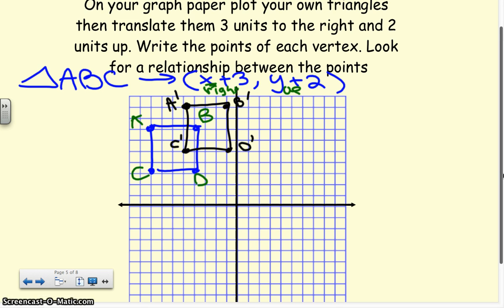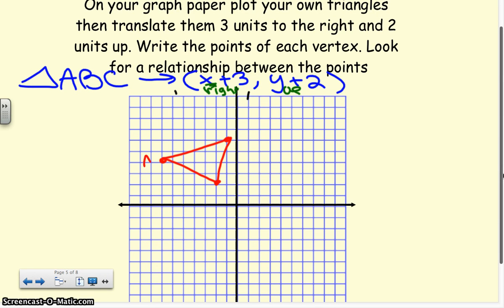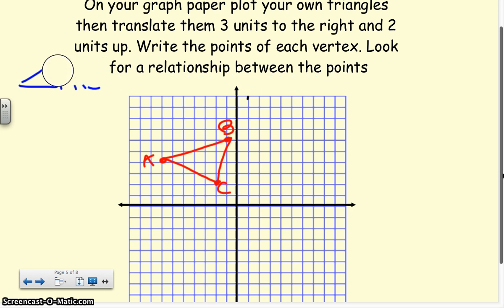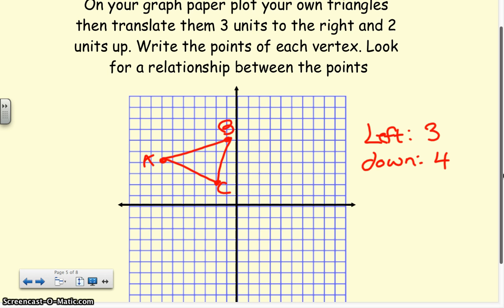Alright, I'm going to have you draw a shape for me. I'm going to choose to make the drawing. I am going to do a triangle again. I'm going to call this triangle ABC, and I want you to make the following translation. Go to the left 3 and down 4. Go to the left 3 and down 4.